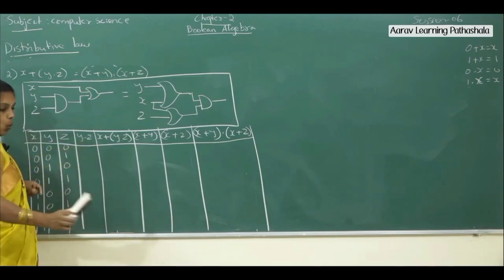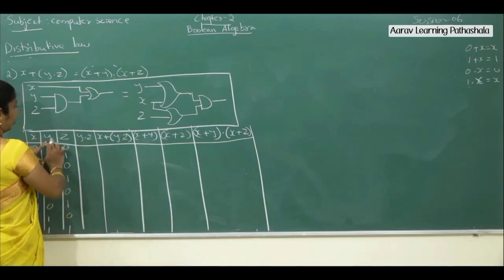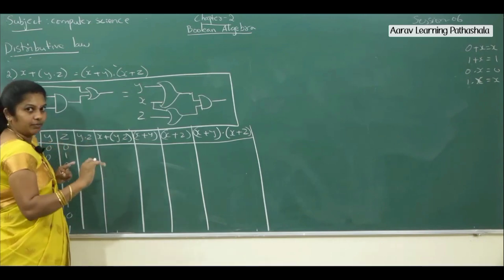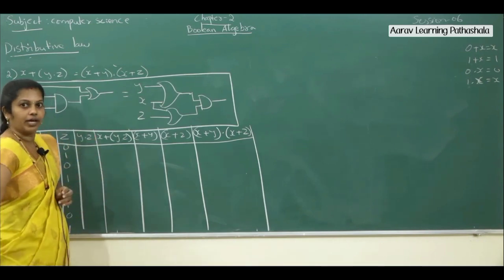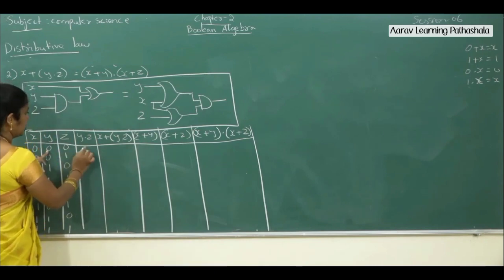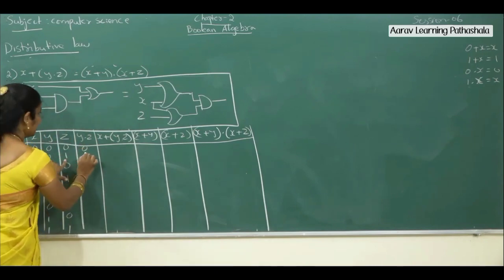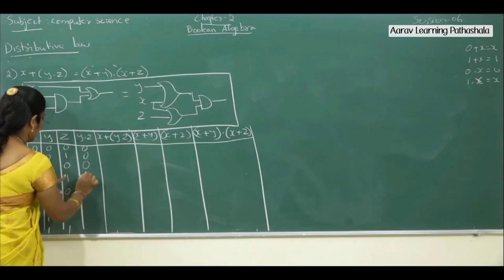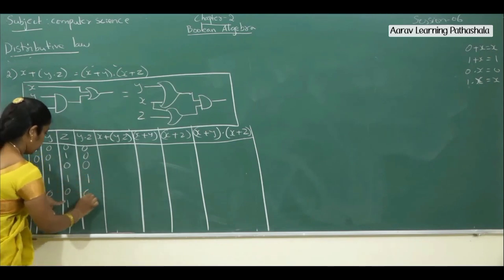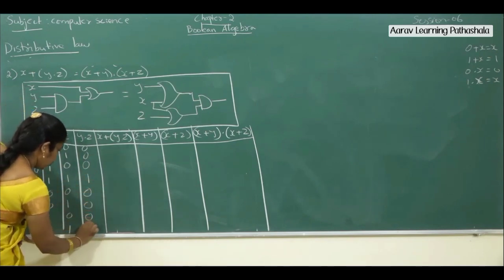Now y into z. Y into Z means we have to take Y column and Z column. Dot operator means all the inputs must be 1, then only the output becomes 1. Now 0 into 0, 0. 0 into 1, 0. 1 into 0, 0. 1 into 1, 1. So 0, 0, 0, 1.